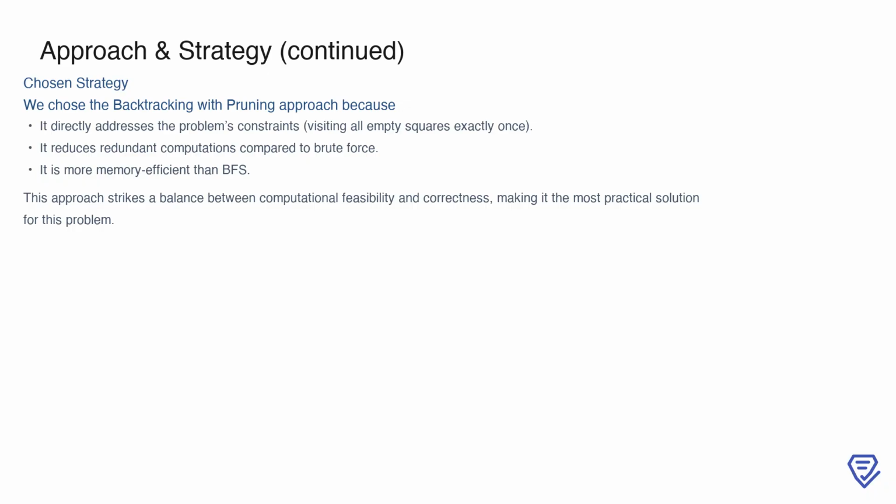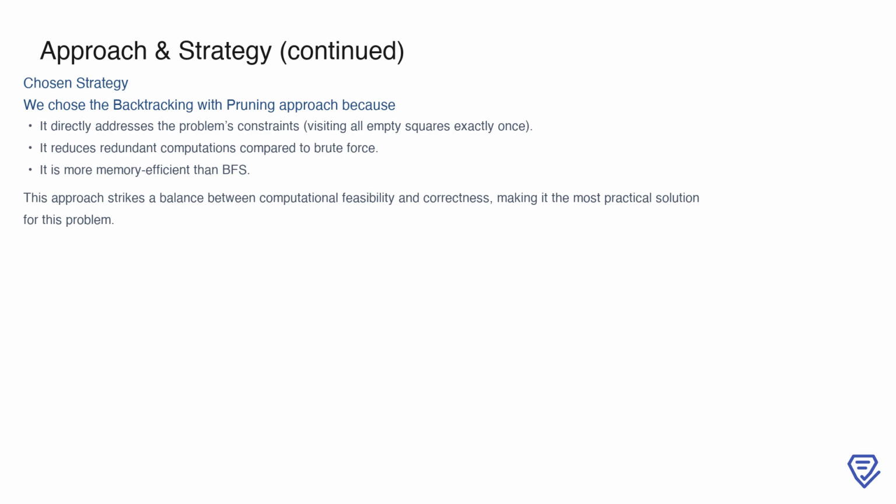Compared to brute force, this method is far more efficient, and it avoids the high memory overhead associated with BFS. By balancing computational feasibility and correctness, this approach is both practical and effective for solving the problem. It ensures that we can handle small to medium grid sizes while adhering to all constraints, making it the optimal choice in this scenario.